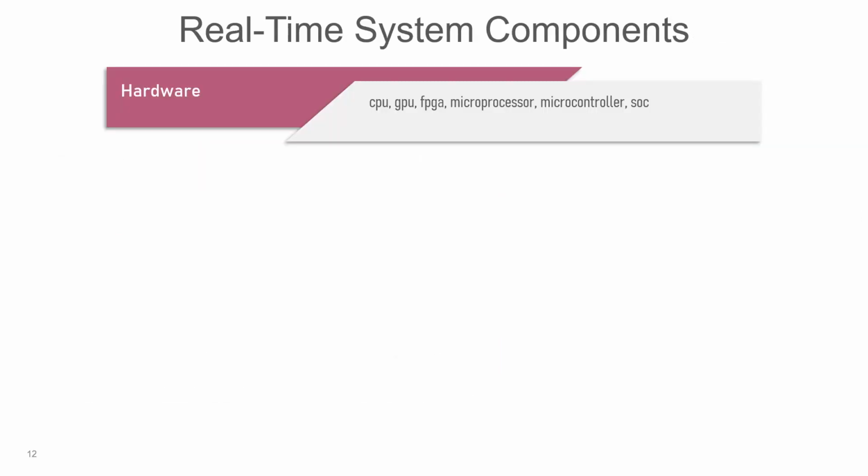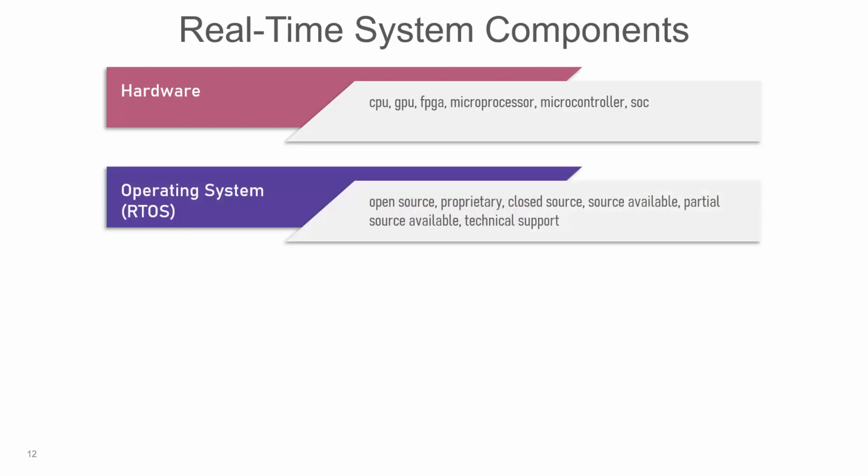Now that we understand real-time systems and the applications which lean more towards the hard real-time spectrum, let us see the components that make up a real-time system. We have to make a lot of decisions. First, we have to get the right hardware or combination of hardware components for our application. Next, we make a decision on the real-time operating system.